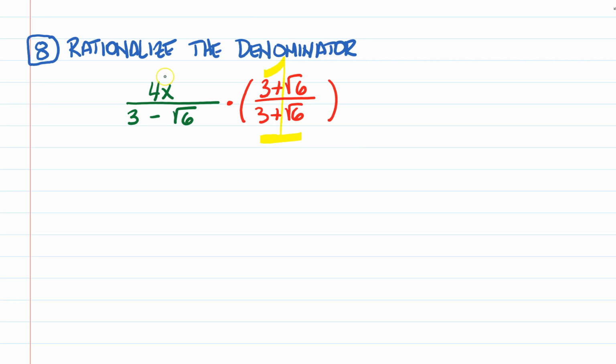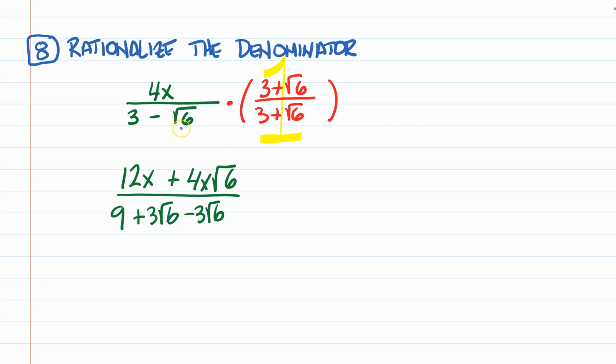So if we look at the top, I get 4x times 3. That's going to give me 12x. And if I do 4x times 6, I'm going to get a positive 4x radical 6. I can't do anything more with that. On the bottom, if I do 3 times 3, I'm going to get my 9. If I do 3 times a positive rad 6, it's a positive 3 rad 6. If I do 3 times a negative rad 6, I get negative 3 rad 6. And then negative rad 6 times rad 6 is just a negative 6.